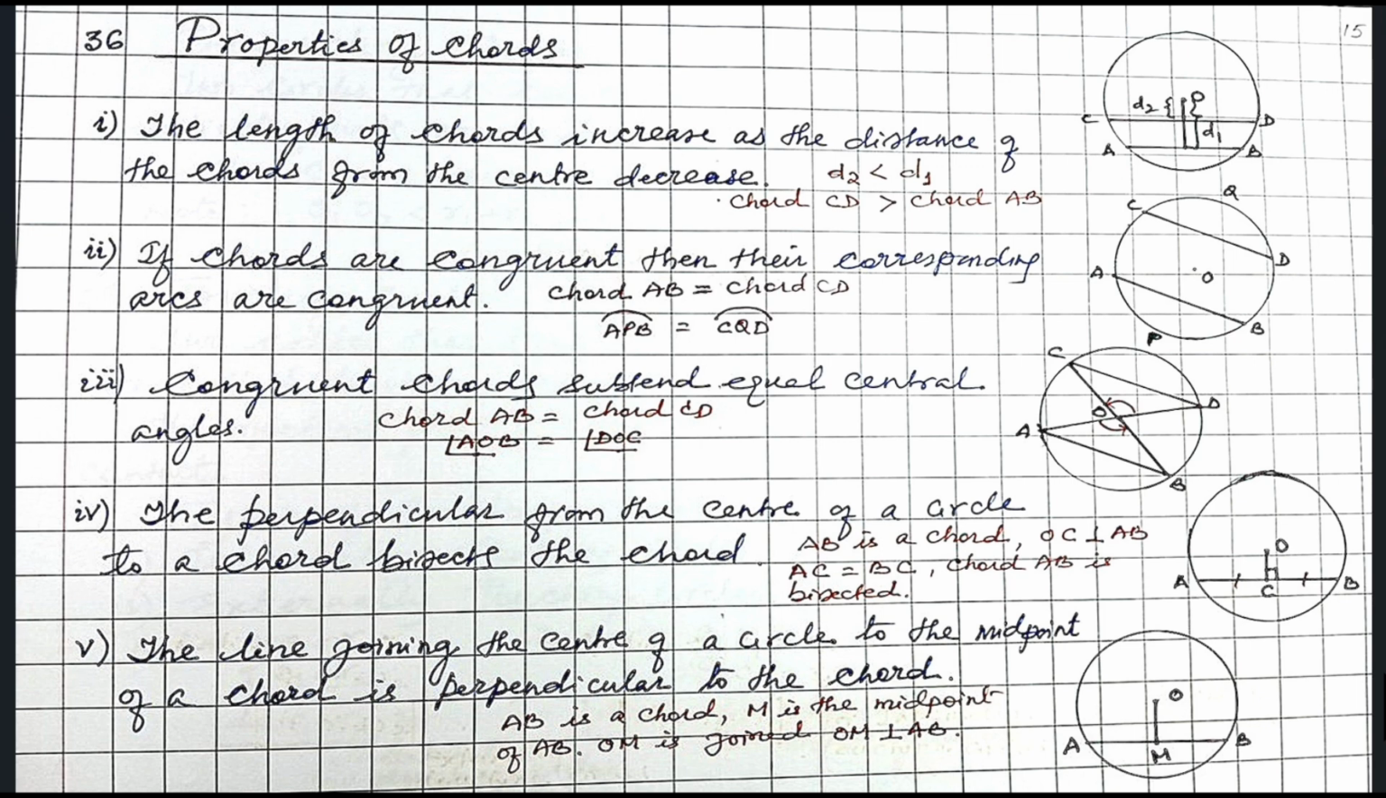Now, congruent chords subtend equal central angles. If the chords AB and CD are equal, then the angle which they subtend at the center, that is angle AOB and angle DOC, are equal. They subtend equal angles at the center.